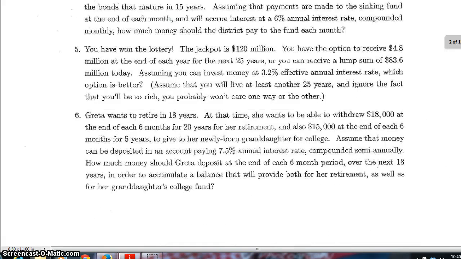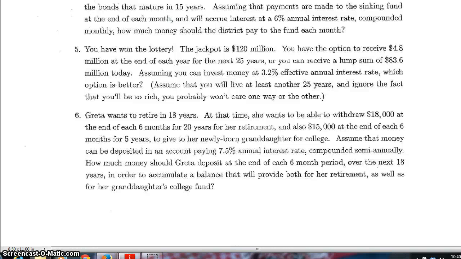Number 5. You had won the lottery. Okay, so lotteries, you have two choices a lot of the time. You can take everything in one lump sum, or you can take it over a number of years. Of course, if you take it in a lump sum, they give you less money. So why do they give you less money? Well, it has to do with the time value of money, right?